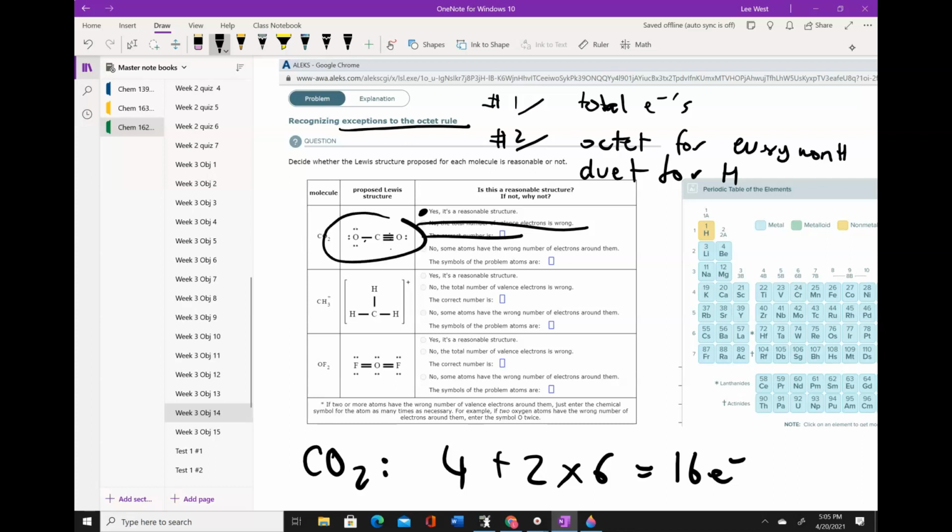Now later on we're going to learn about formal charges, and we'll realize that there is a better way of writing the Lewis structure for CO2.